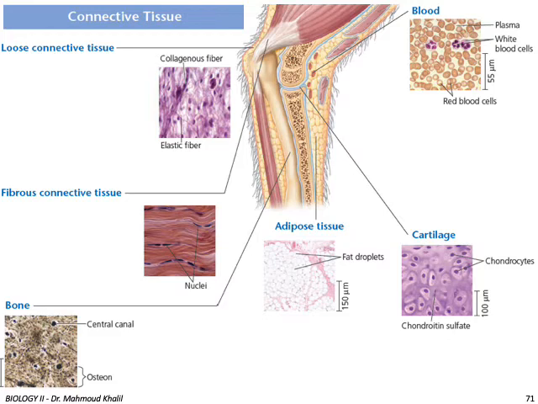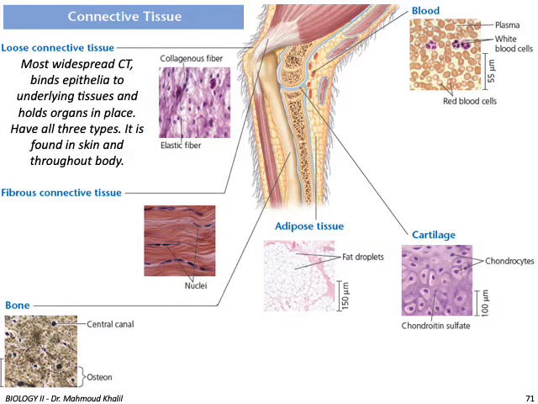You have the first type and the location as well, and the photo for this type. You have the loose connective tissue. The loose is the most widespread connective tissue, CT. It binds the epithelia to the underlying tissue and holds organs in place.